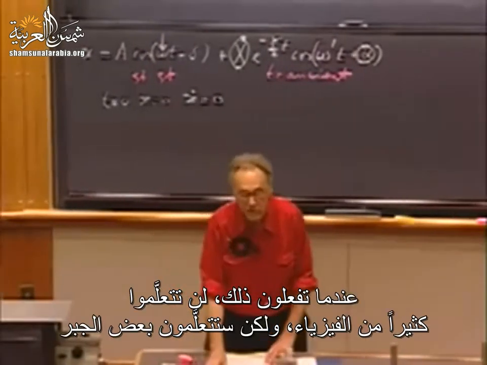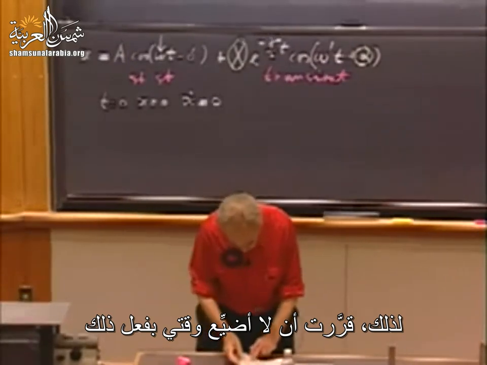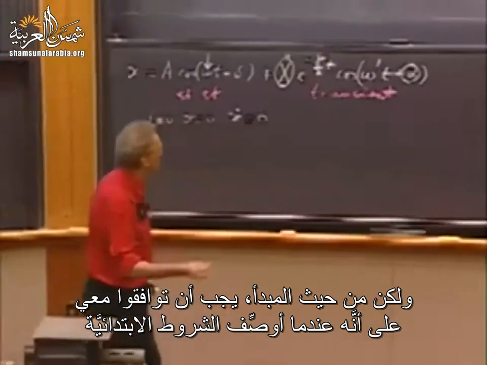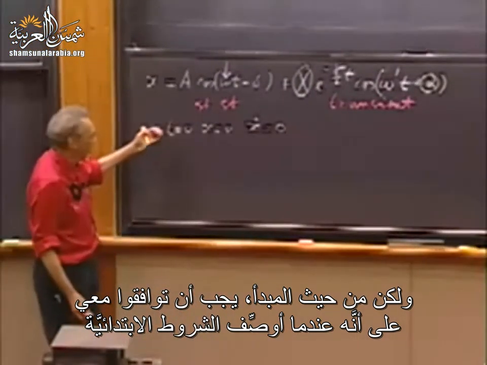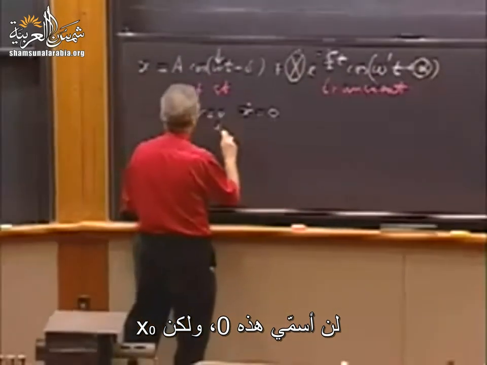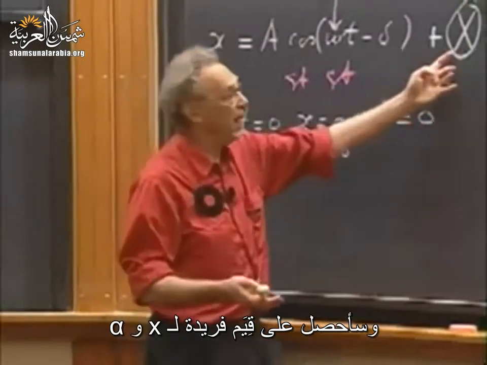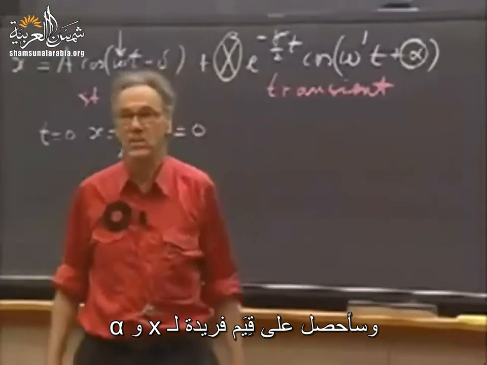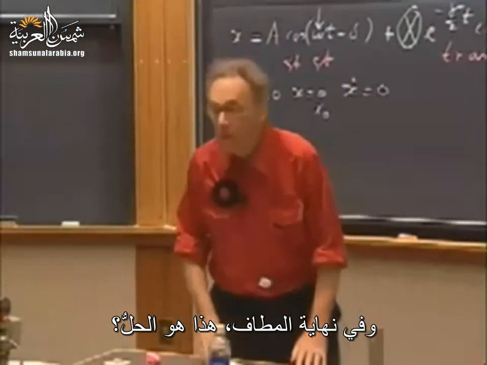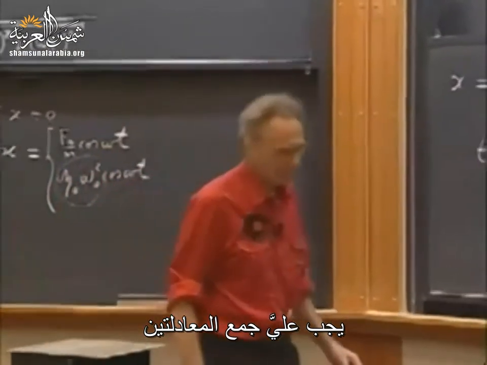You haven't learned much physics when you do it, but you've learned some algebra. And so I've decided not to spend my time on doing that. But in principle, you must agree with me now that if I specify the initial conditions, I don't have to call this 0, I can call this x0, I can give x dot any value I want to, then I get unique values for X and for alpha, and that is ultimately then what the solution is. I must add the two.